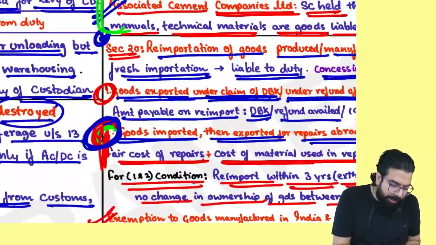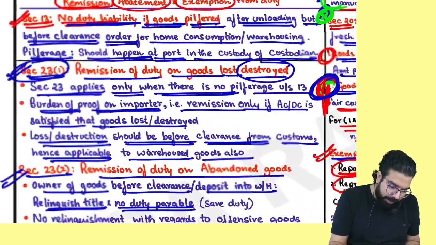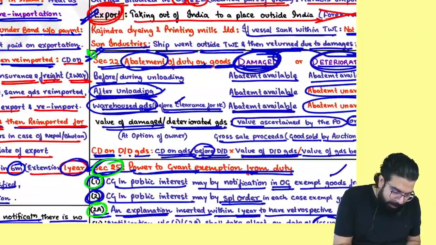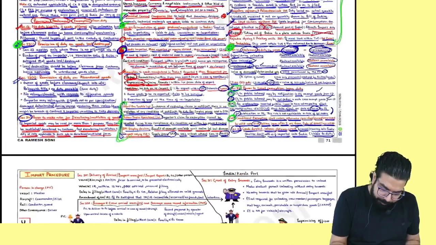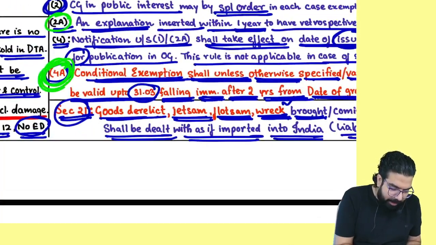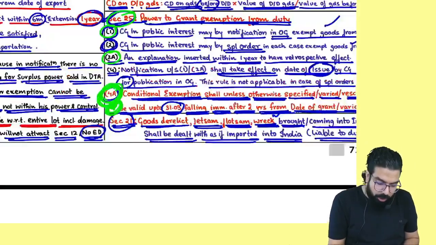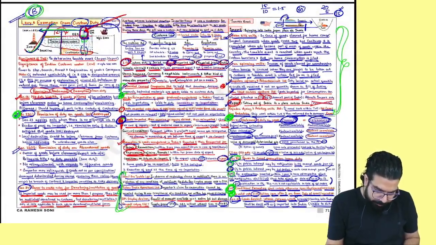Other than that, section number 20 is a good section. Section number 23 is a good section. Section number 22 is a good section. And this conditional exemption which I told you, this point is good. Please be very careful about it.